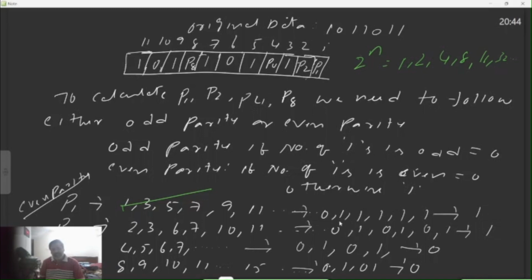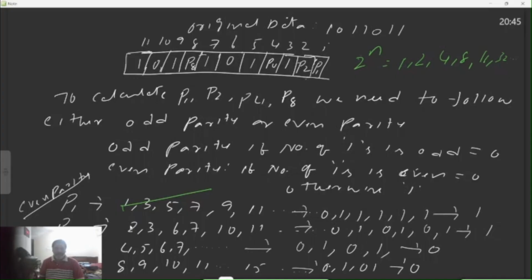Let us see the number of ones here: 1, 2, 3, 4, 5. Here we are following even parity, and the number of ones is odd. That means five ones are there, so the resultant is 1. If 6 ones were there, the resultant would be 0. But here we have 5 ones, and we are following even parity. That's why the result is 1.